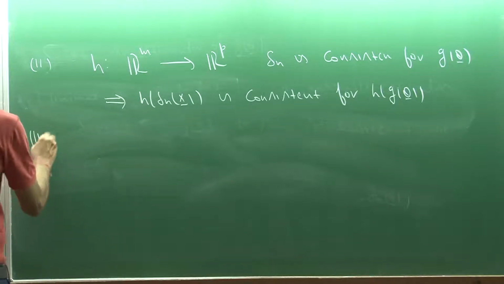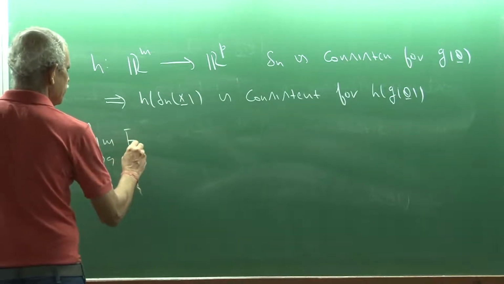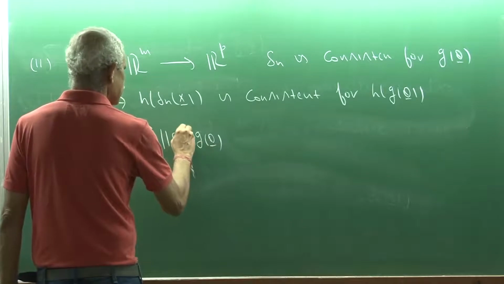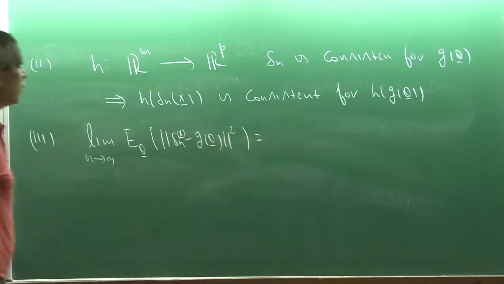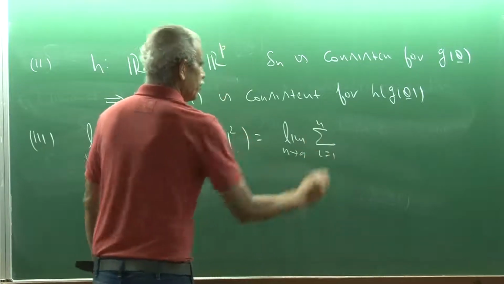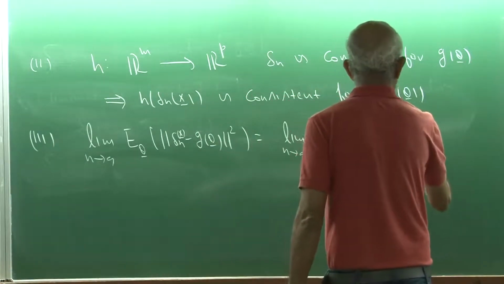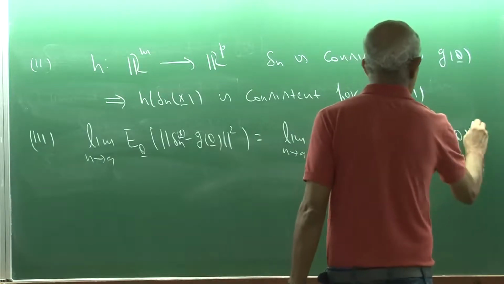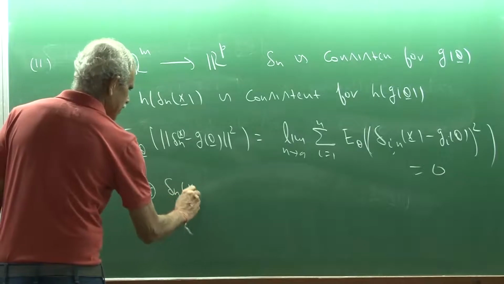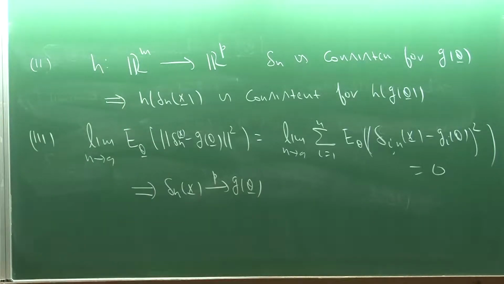Now, a sufficient condition for consistency is that the mean square error goes to 0. So if the limit as n goes to infinity of E theta of norm of delta n(x) minus g theta, whole square, which is the same as the limit as n goes to infinity of the summation i equal to 1 to n of the expected value of delta i n(x) minus g i theta, whole square, is equal to 0, this would imply that delta n(x) converges in probability to g theta. So this provides you a sufficient condition for consistency.